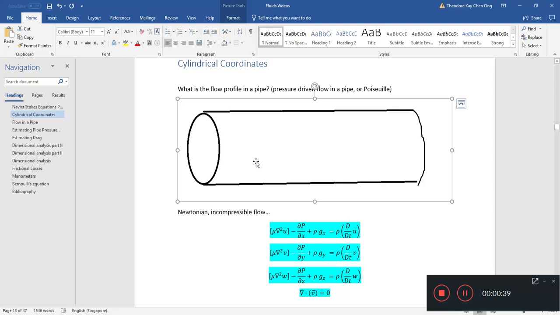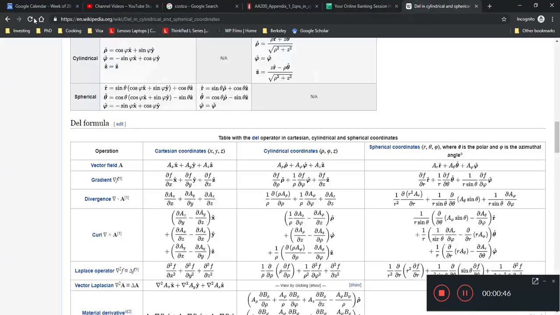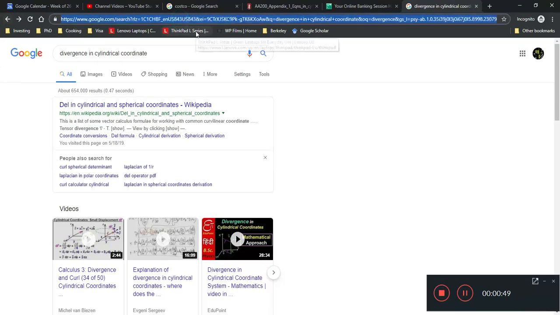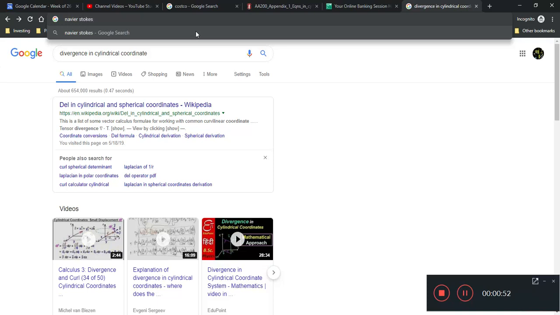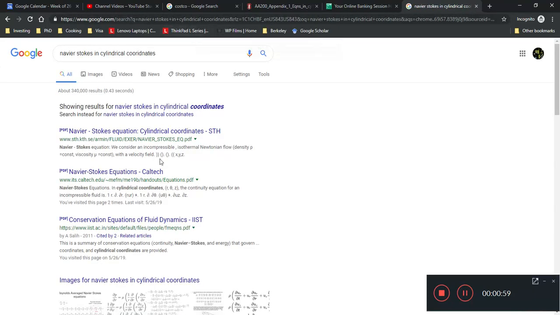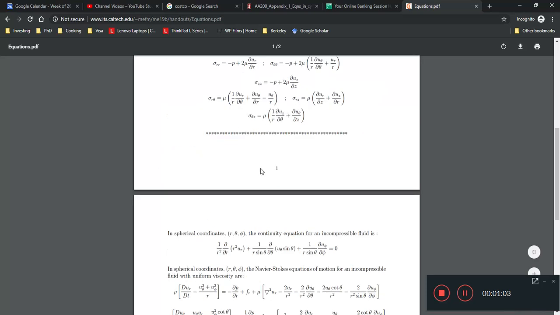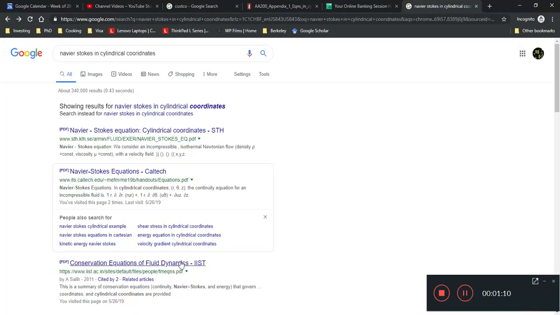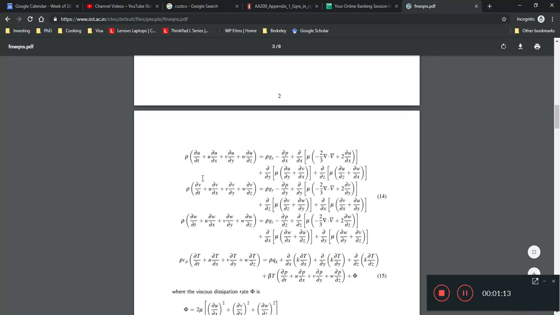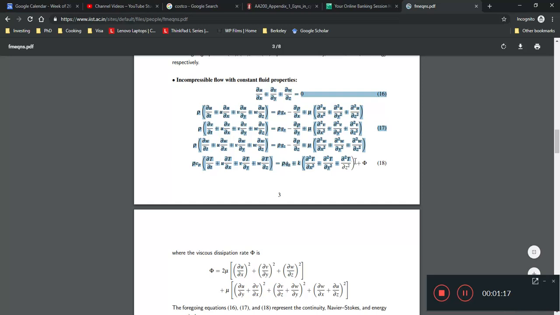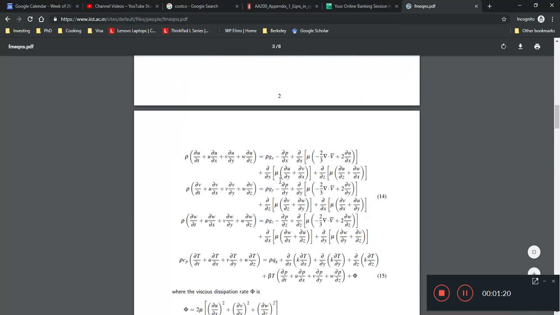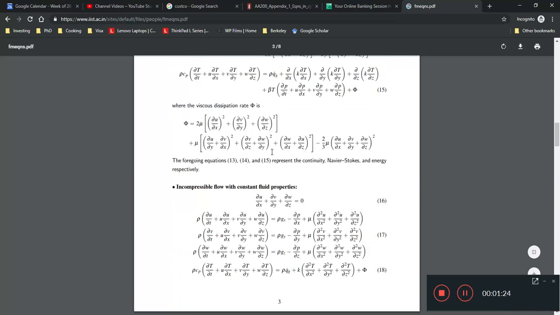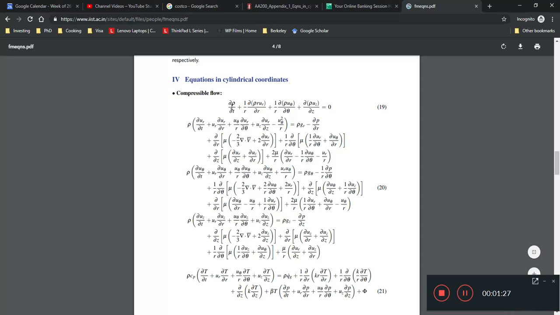Usually you can search online. You look at Wikipedia or you look for Navier-Stokes in cylindrical coordinates. You can go somewhere like this Caltech page. They'll give you what the Navier-Stokes equation in any coordinate system actually looks like. Or maybe let's go to this one. This is a very clear way. The x, y, z coordinates are given here. Okay, this is an energy equation. So this should be the cylindrical coordinates. Okay, compressible flow.